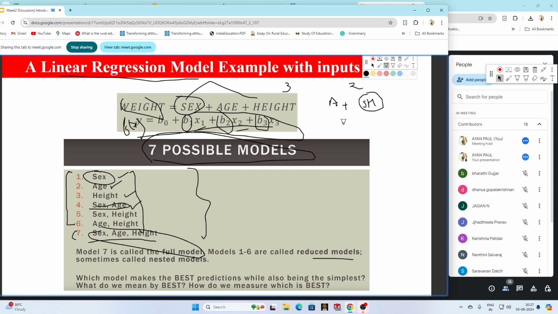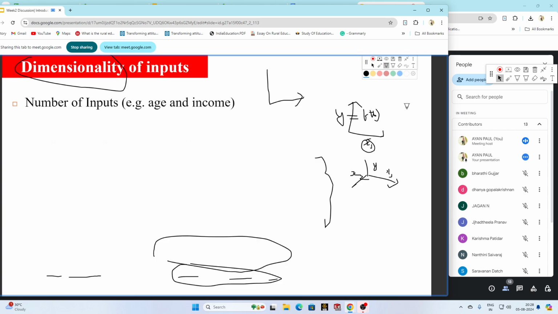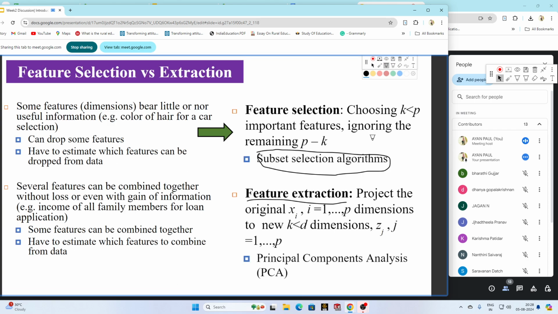That is feature extraction. But if I made a model only by age, that is feature selection. That means I am removing the sex and height. So this model will be called a feature selection model, and this model will be called a feature extraction model. So this is the difference between feature selection and feature extraction.